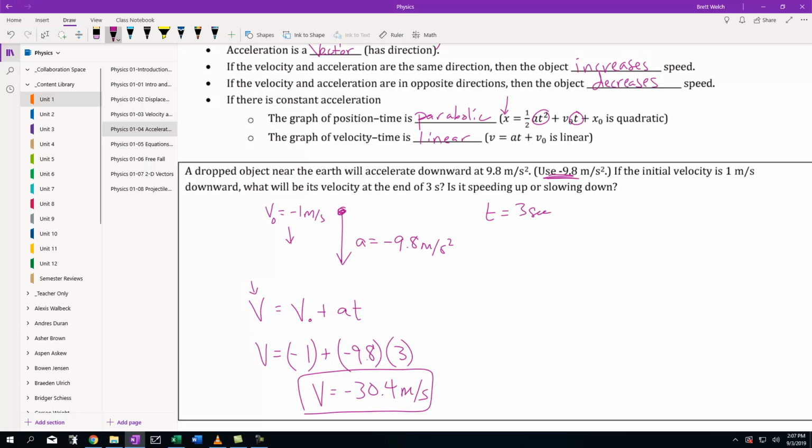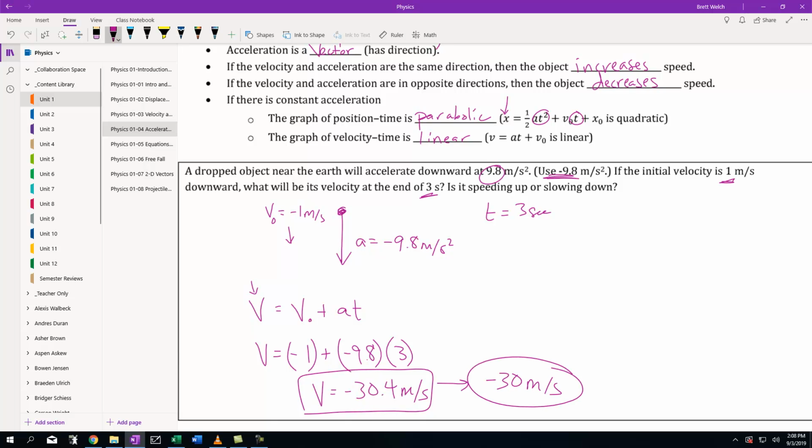Okay, now as a side note, looking at the numbers we're given, we're actually not given this many sig figs. Look at that, that's a single sig fig, that's a single sig fig. 9.8 is only 9.8 because that's a set value. Really this answer should be given with just one sig fig, meaning negative 30 meters per second.